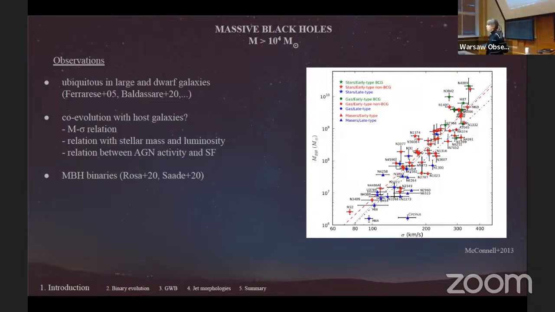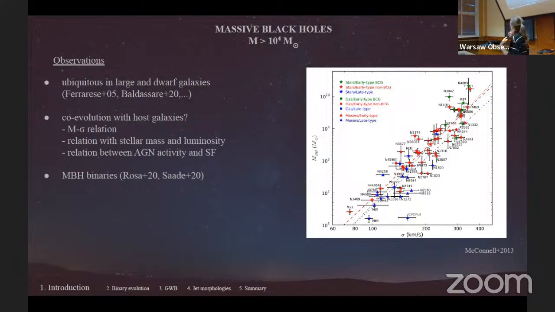Okay, so massive black holes are objects of masses larger than 10^4 solar masses, and they reside in the centers of both large and dwarf galaxies. We also have many observations that indicate that they co-evolve with the host galaxies. We see many relations between the masses of massive black holes and many ranges and scales of properties of galaxies, like stellar masses, luminosity, and we also see the relation between AGN and stellar star formation rates.